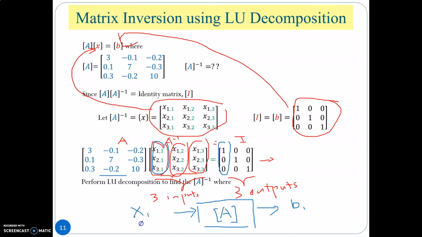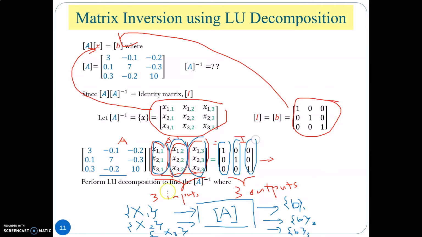Then you continue for the X2, which is this column. So this is the vector for the second column. Then you obtain the vector for the second column here, which is 0 1 0. And if you apply the input at the third column here, then you obtain the output at the third column as well. So you see you have 3 inputs into the system and you obtain 3 outputs from it.